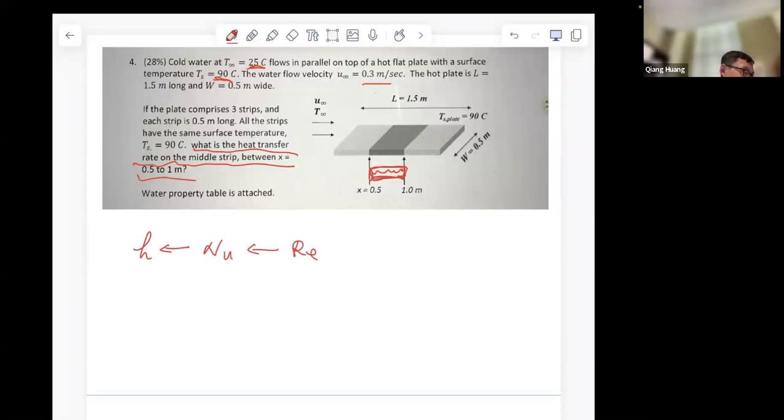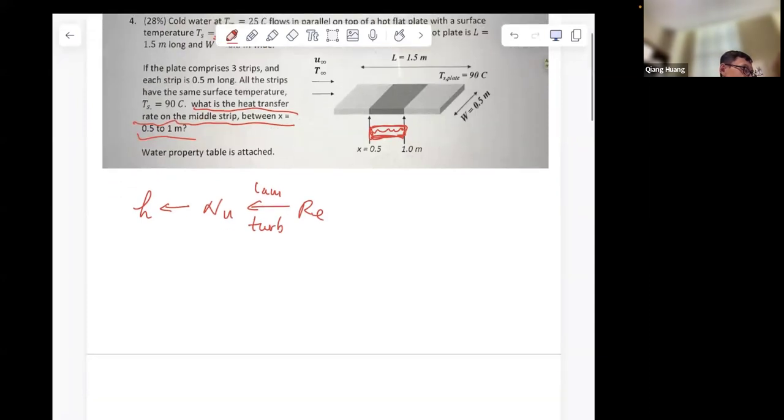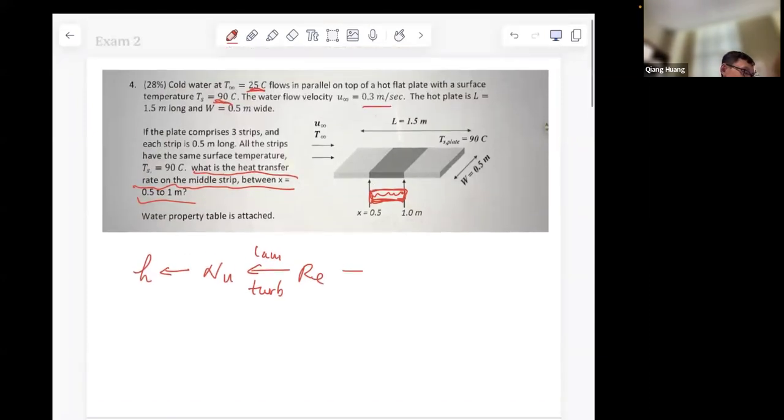And we know the correlation between the Nusselt number and the Reynolds number has two types. One is laminar, and the other one is turbulent, right? So we need to find out what is on this strip. And in order to calculate the Reynolds number, we need the properties.